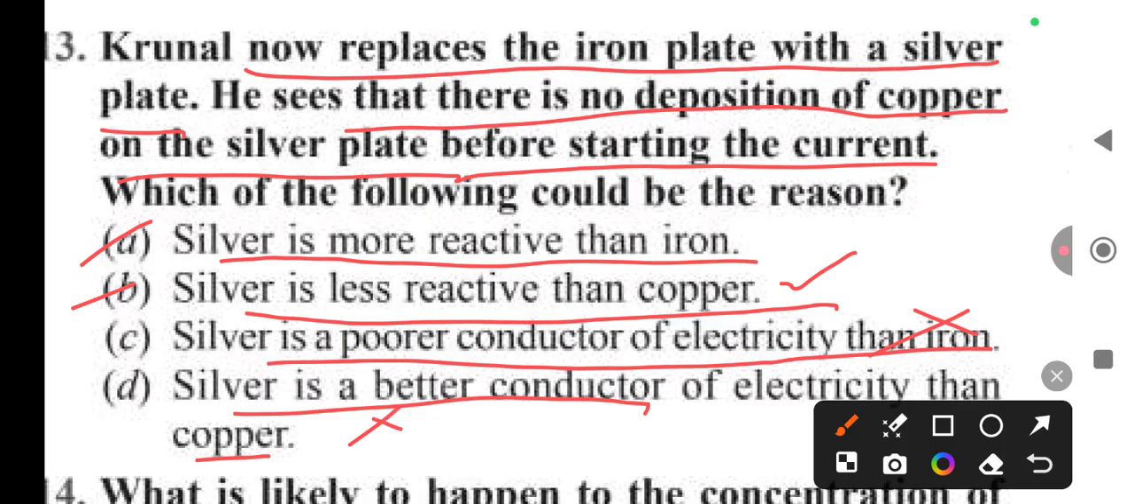So what will be the answer? Silver is less reactive than copper. Copper's reactivity is higher as compared to silver. So that's why, before starting the current, there is no deposition.